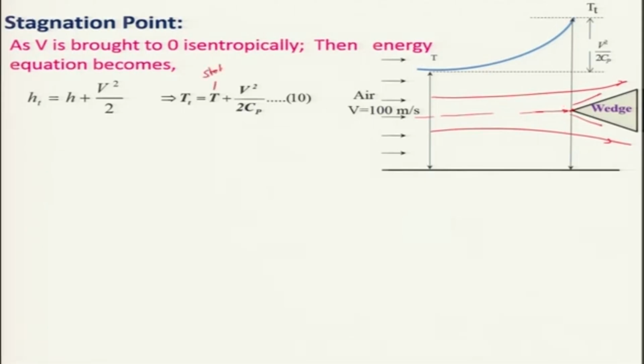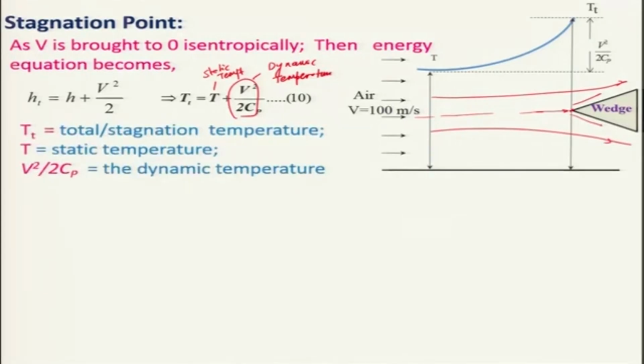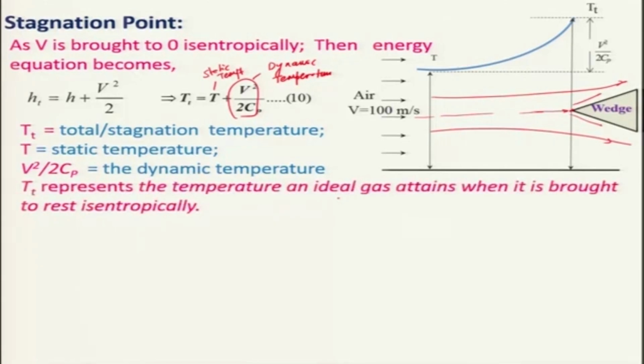This is your static temperature, and this is your dynamic temperature. So, as I told, and already have explained, Tt represents the temperature that an ideal gas attains when it is brought to rest isentropically.